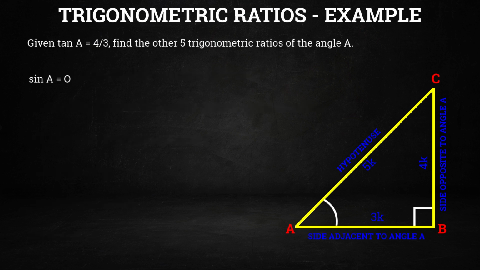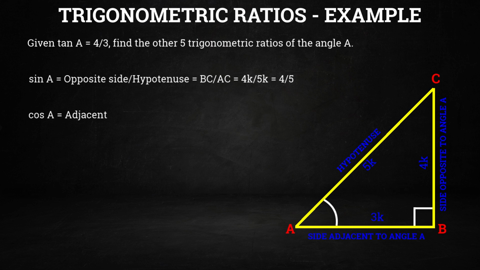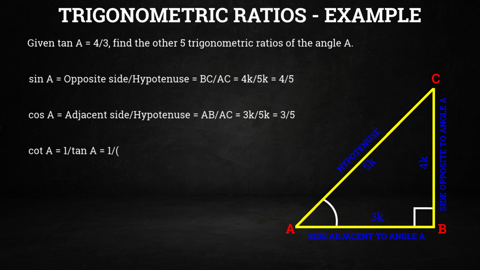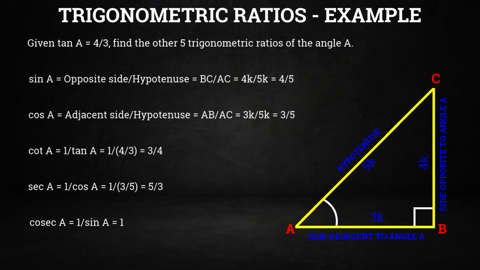Sin A equal to opposite by hypotenuse, which is BC by AC equal to 4 by 5. Cos A equal to adjacent by hypotenuse, which is AB by AC equal to 3 by 5. Cot A, which is 1 by tan A, equal to 3 by 4. Sec A, which is 1 by cos A, equal to 5 by 3. Cosec A, which is 1 by sin A, equal to 5 by 4.